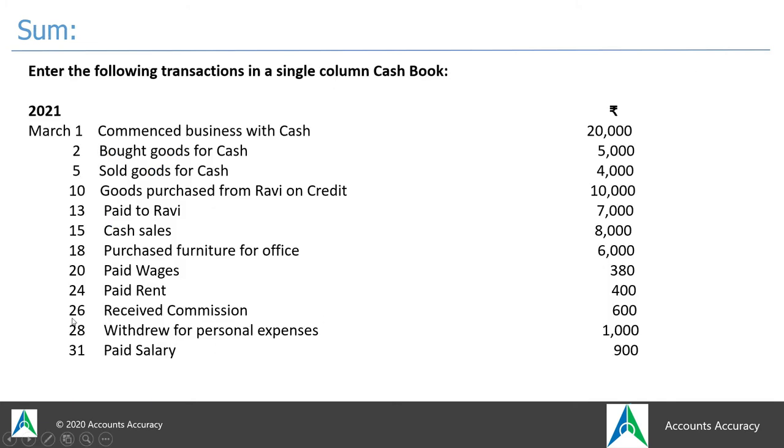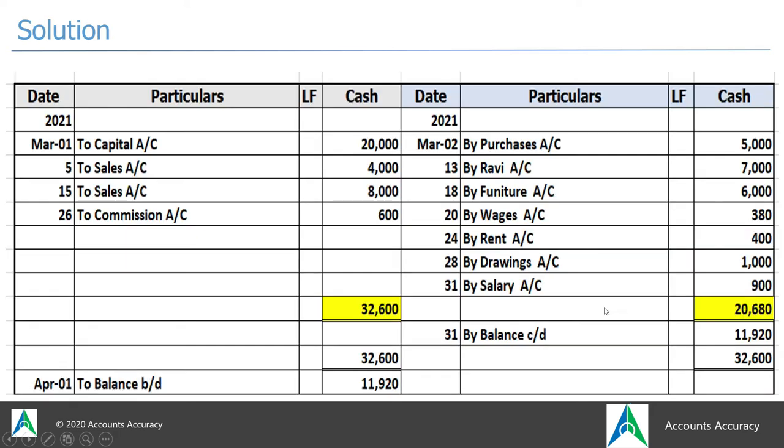Again 26, received. Received means cash is coming in the business, in the firm. So that's why your amount 600 will be written at debit side to commission 26 March as cash is coming in the firm.